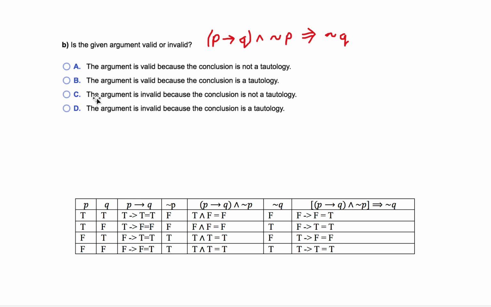All right, so let's look at our answer choices up here. So it says the argument is invalid because the conclusion is not a tautology, or the argument is invalid because the conclusion is a tautology. Remember, tautology means all trues, so we don't have that. So I'm going to go here with option C.